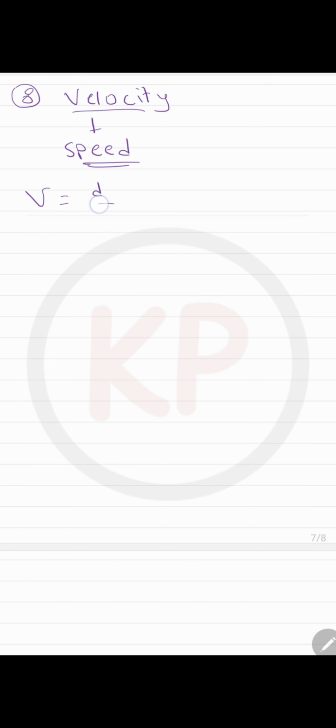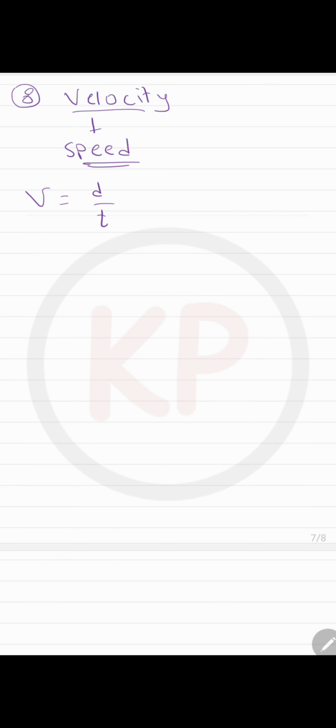Next, see, those were 7 fundamental physical quantities. Now other physical quantities are derived from those 7 fundamental quantities, and there are many such physical quantities which are derived ones. Let's start with number 8, velocity. Velocity and speed, although they are different, have the same unit and dimensional formula. So we'll be taking it here as the same. Velocity or speed, V is equal to d by t is the formula.